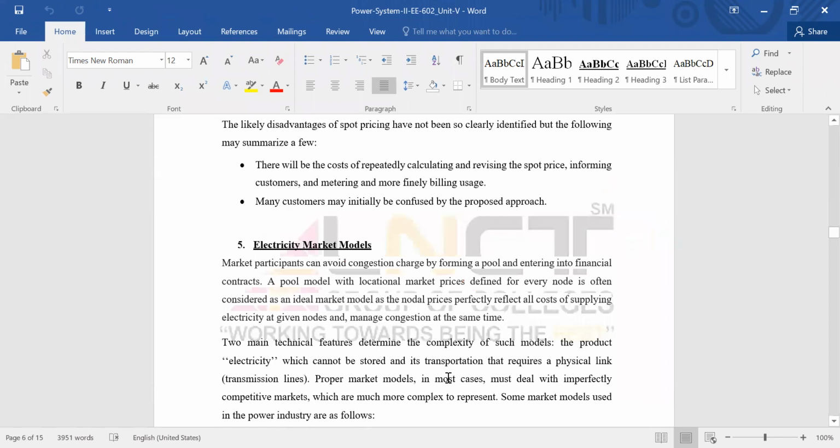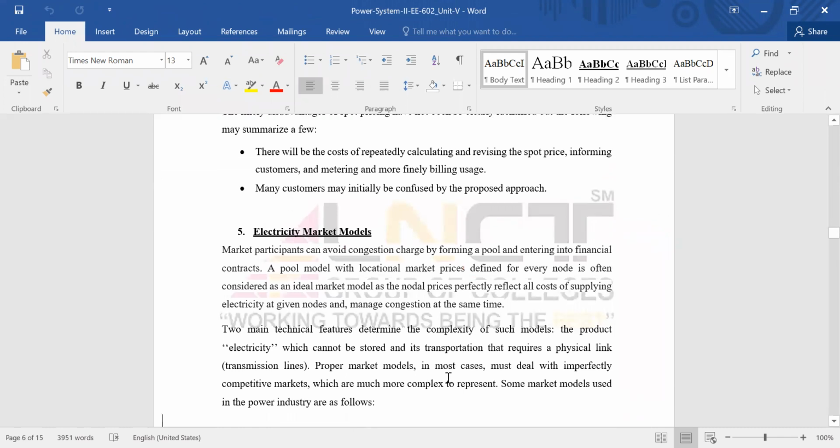Then we have electricity market models. It is there to avoid congestion charges by forming a pool and entering into financial contracts. The pool model with location market defined at every node is often considered an ideal market model, known as the nodal market with nodal prices. Perfectly, it reflects all costs of supplying electricity at a given node, and it manages congestion at the same time.